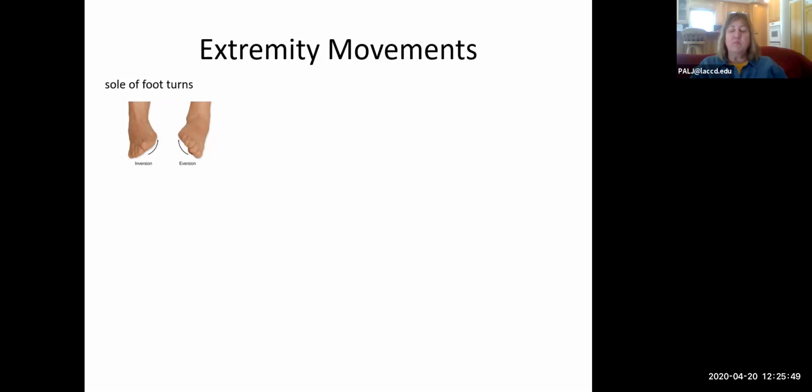Looking at movements that are only found in the extremity, if these were your feet, when the bottoms of your feet turn inward, that is called inversion. So it has nothing to do with you looking at the top of the feet, because the top of your feet will be turning outward in inversion. It's what's happening to the bottoms of your feet. Turning inward, that's inversion. Turning outward, that is eversion.